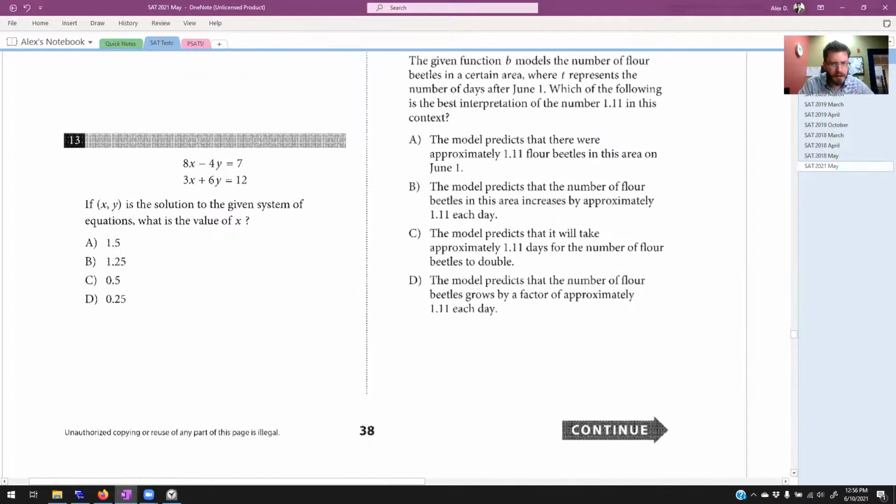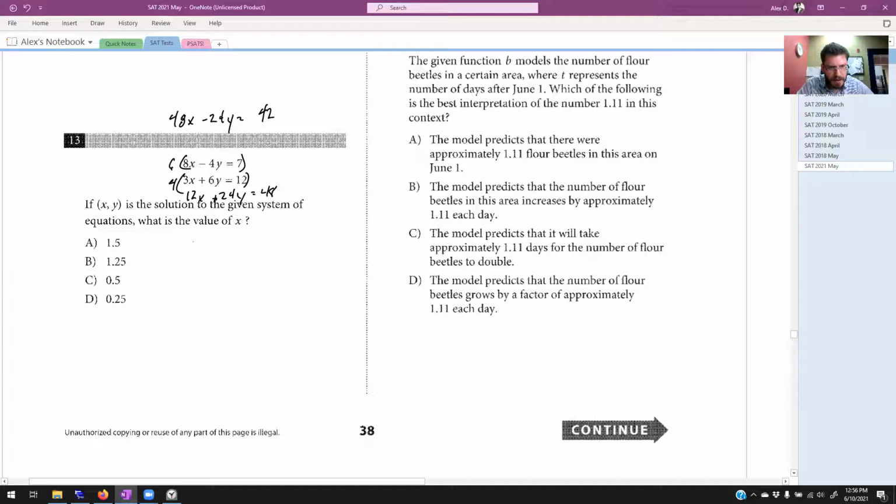13 was the value of x. So since we're looking for x, we want to eliminate y. Multiply this by 6. Multiply this by 4. You get 48x minus 24y equals, what's 6 times 7? 42. And then you get 12x plus 24y equals 48.